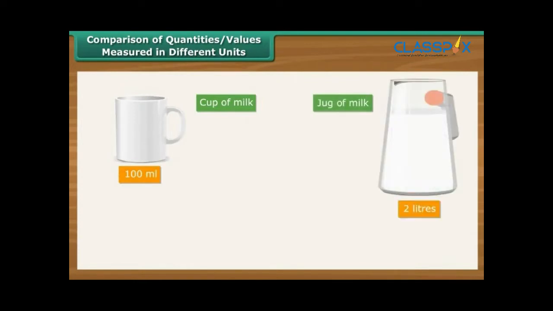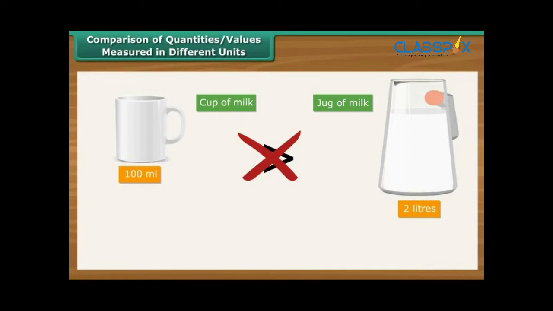Comparison of quantities, values measured in different units. Vinita has 100 milliliter of milk in a cup and 2 liters of milk in a jug. 100 is greater than 2. Can we say that the quantity of milk in the cup is greater than the quantity of milk in the jug? No. The reason is, the 2 quantities are measured in 2 different units and hence cannot be compared. What should we do to make them comparable? We should express them both in the same units.